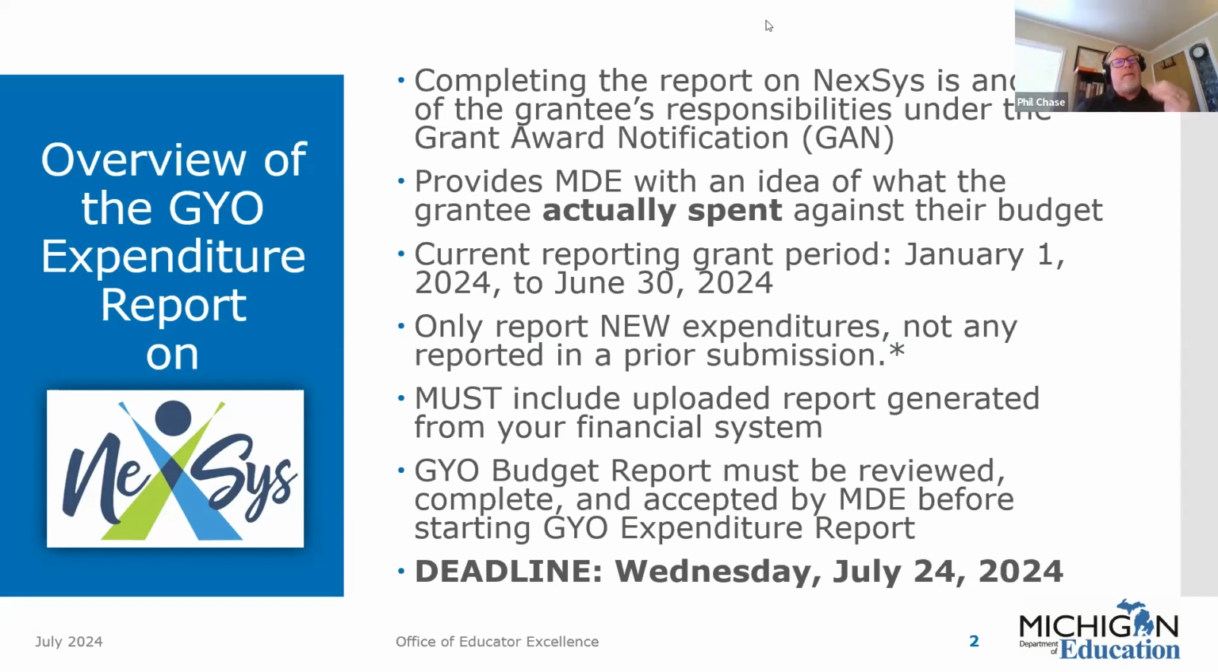Remember, if you're not seeing it come up in your My Opportunities in Nexus, let us know, but it's probably because you may not yet have accepted the budget report, and that needed to be done by July 10. So we did a kind of two-stroke approach again. But we want to make sure you get that first step done before submitting your expenditure report, which must be done by Wednesday, July 24th.